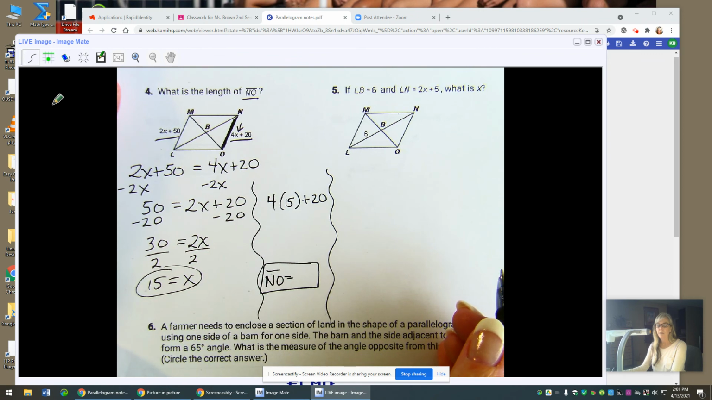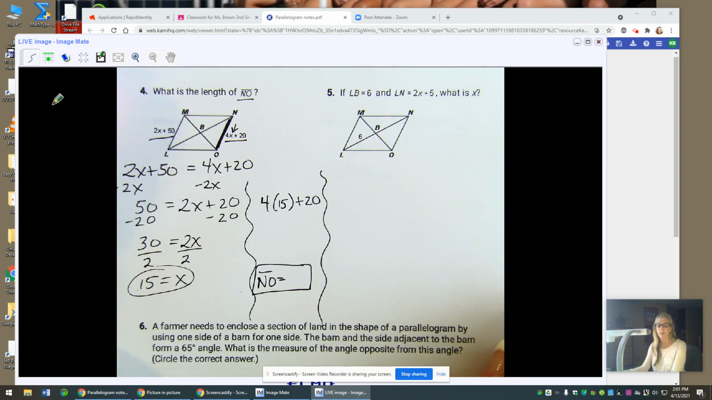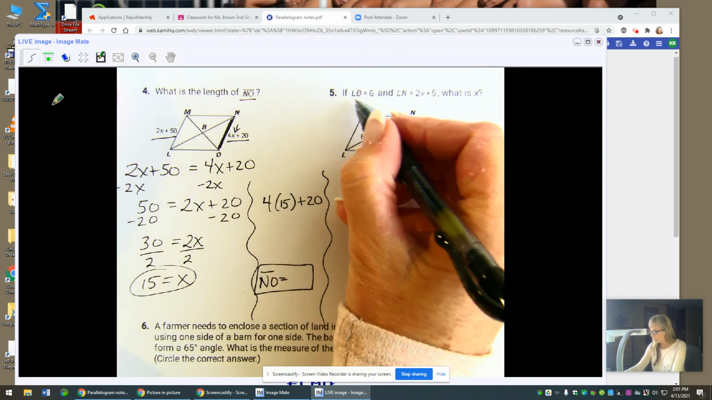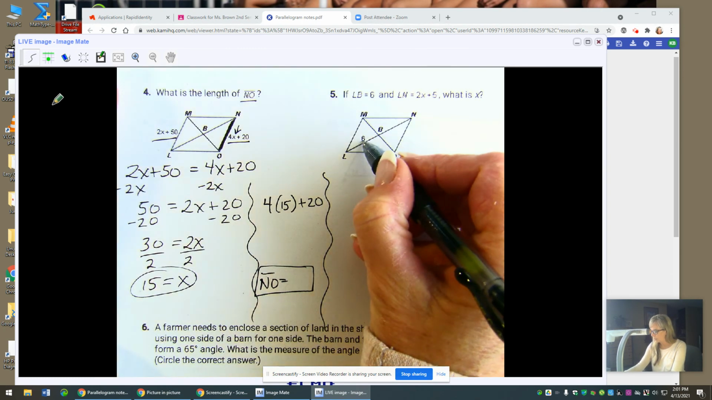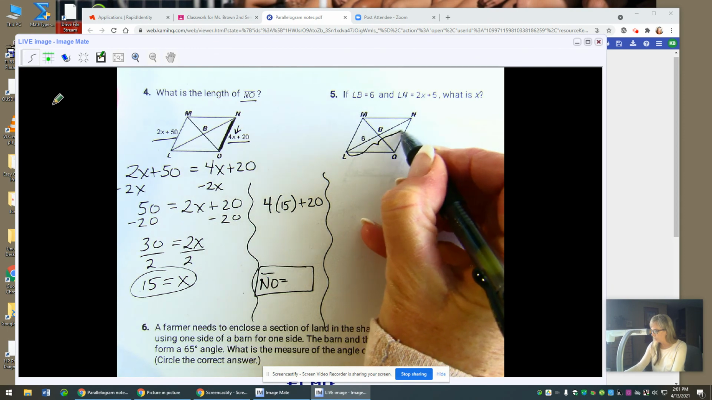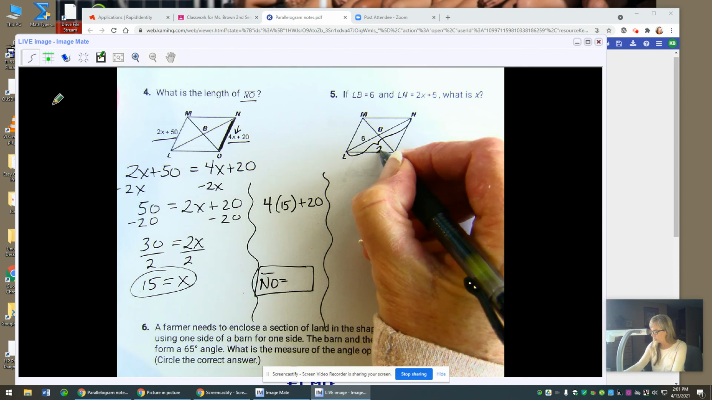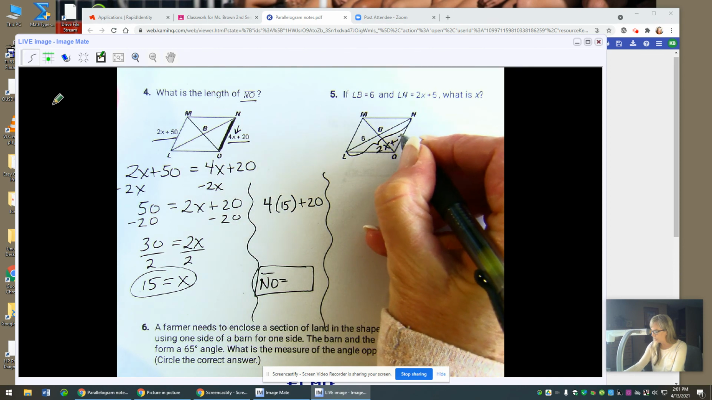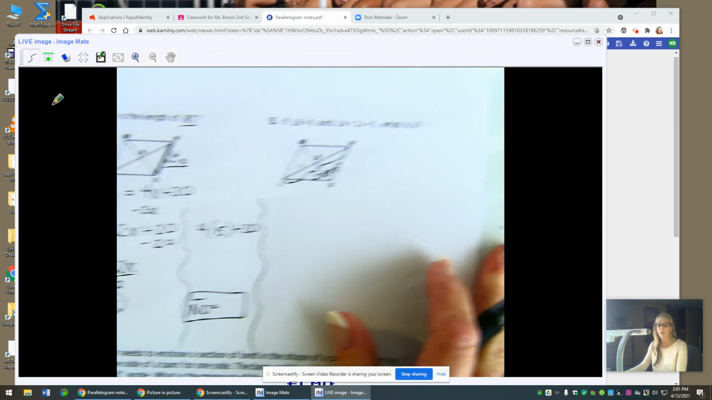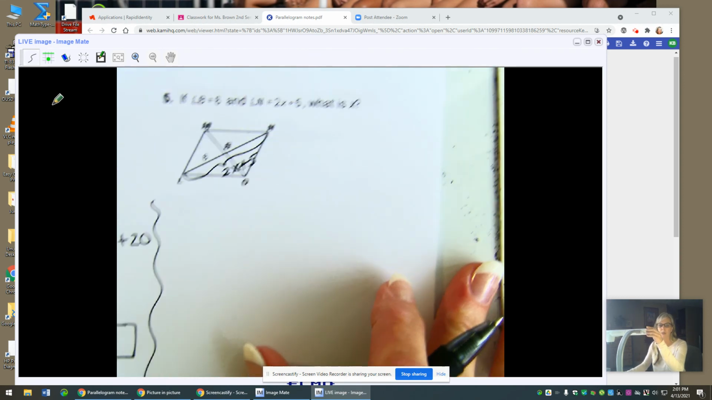Number 5. Number 5 gets a little more tricky. We really just have to think about all the different things that we know with parallelograms. LB, they labeled it here as 6. And LN, this whole thing is 2x plus 5. Let's zoom in. This one's getting tricky. We don't want to be fooled here.